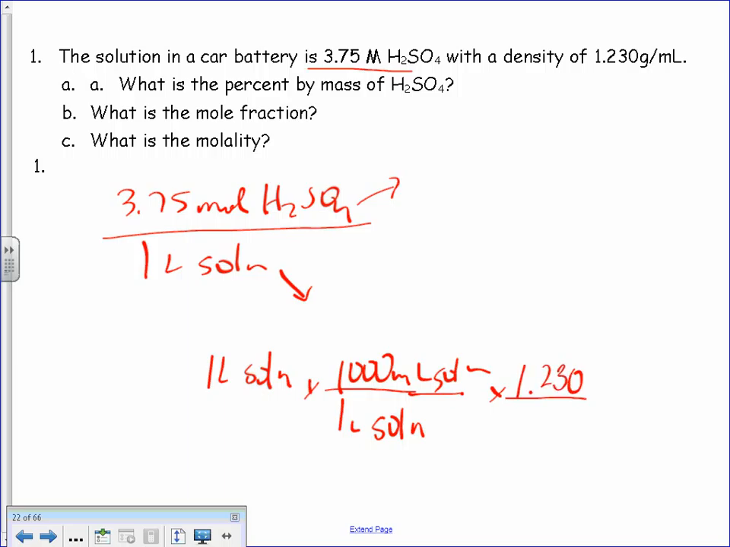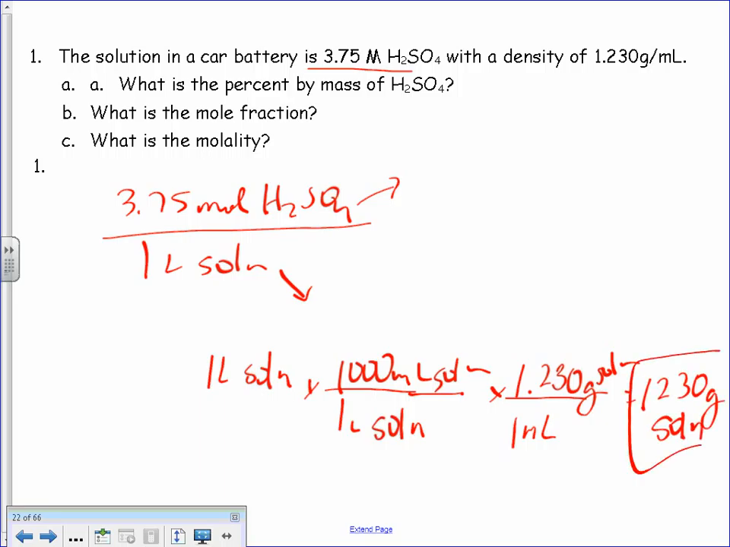1.23 grams, or 1,230 grams of solution, is 1 mL per 1 milliliter. So this is where we incorporated density to get from volume to mass, which is a valuable tool. This is 1,230 grams of solution, the total mass of solution, and that's going to go to the denominator of percent by mass.